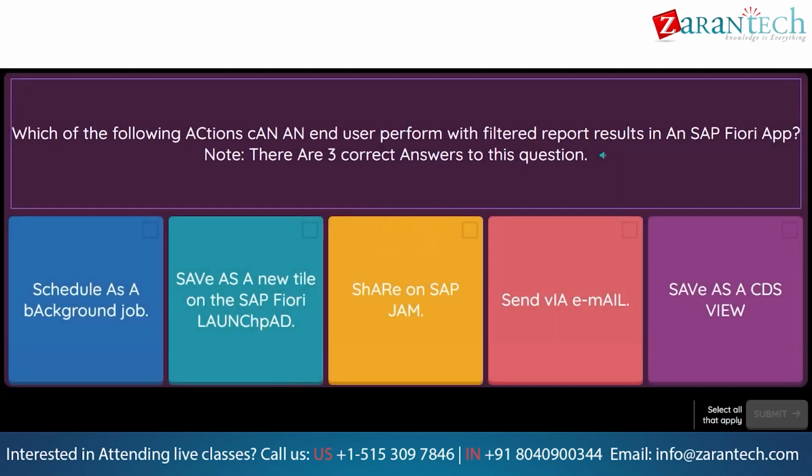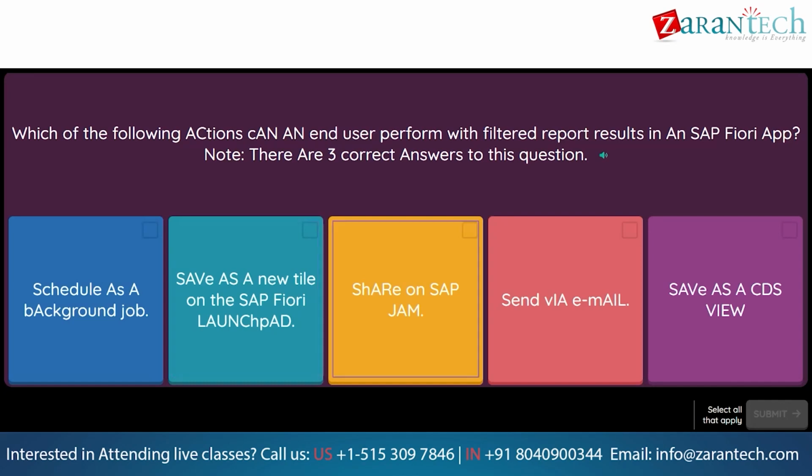Question: which of the following actions can an end user perform with filtered report results in an SAP Fiori app? Note, there are 3 correct answers to this question. Option 1: schedule as a background job. Option 2: save as a new tile on the SAP Fiori Launchpad. Option 3: share on SAP Jam. Option 4: send via email. Option 5: save as a CDS view.